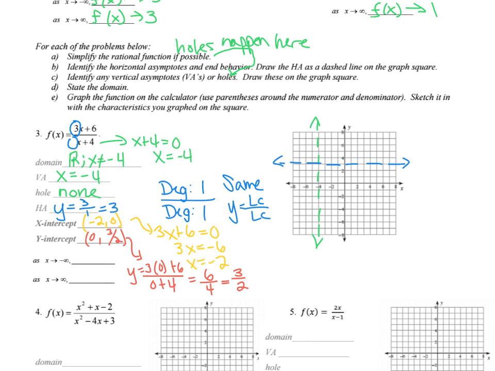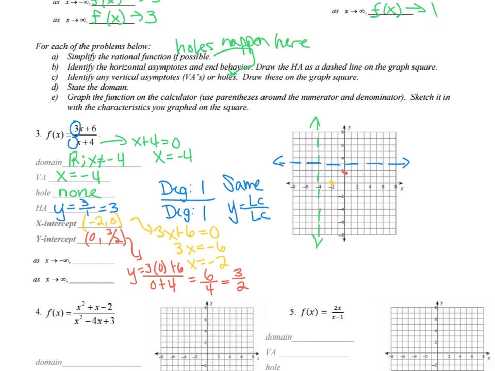So let's actually put those onto the graph. The y-intercept happens on the y-axis. Go to 3 halves. It's about right there. And then our x-intercept is at negative 2, 0. So that's right there. Awesome.